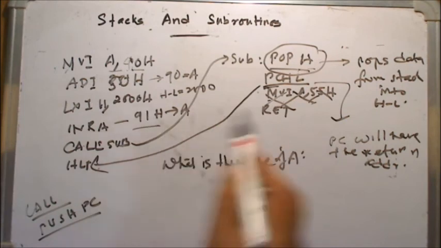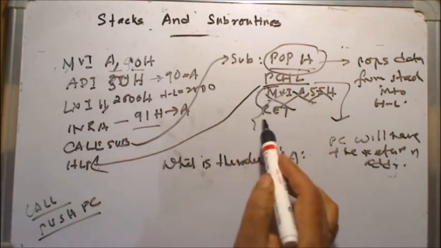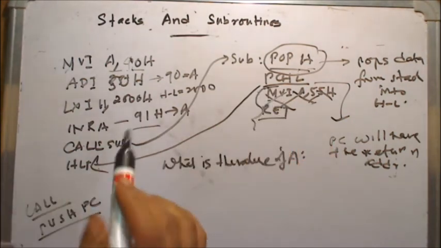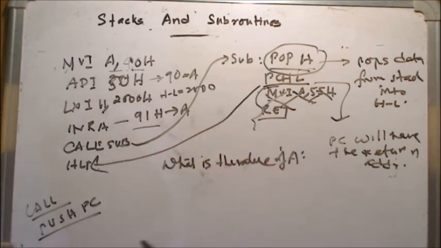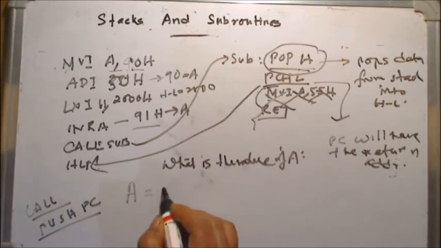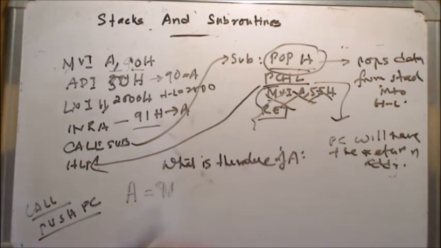These two instructions, MVI A and RET, are not executed at all. So it will come to the next instruction, and hence the value of A is 91H. These are tricky questions that can be asked during the GATE exam. Clear? I hope this is clear.